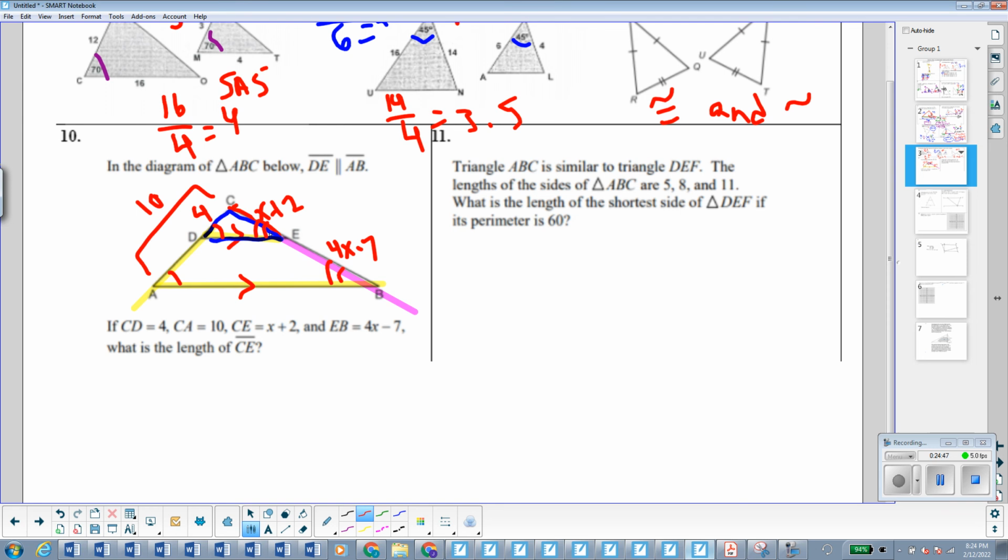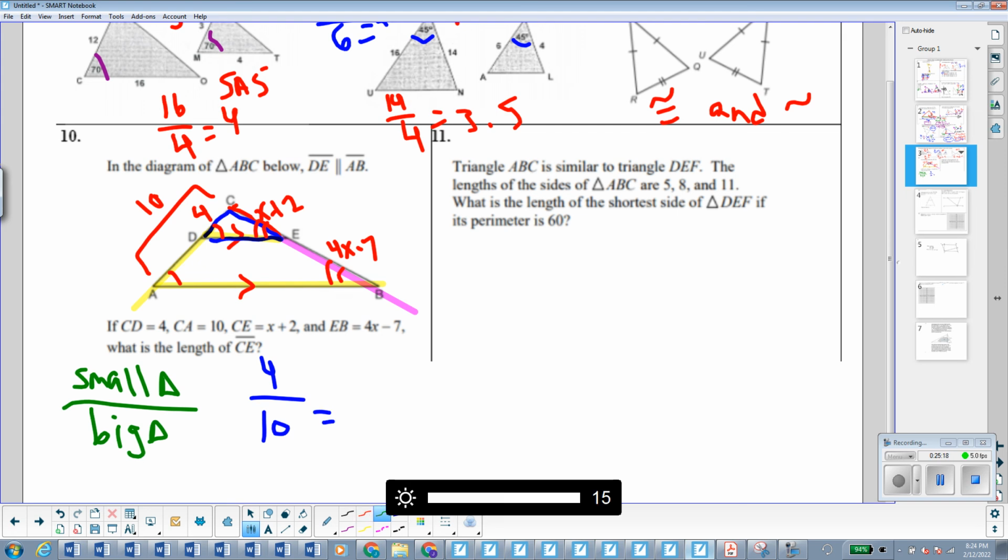And we are looking for CE here. Notice how CE is a side from the small triangle. So just to be consistent with how we're setting this up, I'm going to put a side from the small triangle over a corresponding side from the big triangle. So I'll take 4 first. That's CD, a side from the small triangle. And I'll put it over CA, which is the corresponding side to CD from the big triangle. So that's 10. The only other side from the small triangle that I have information about is CE, which is represented as x plus 2.